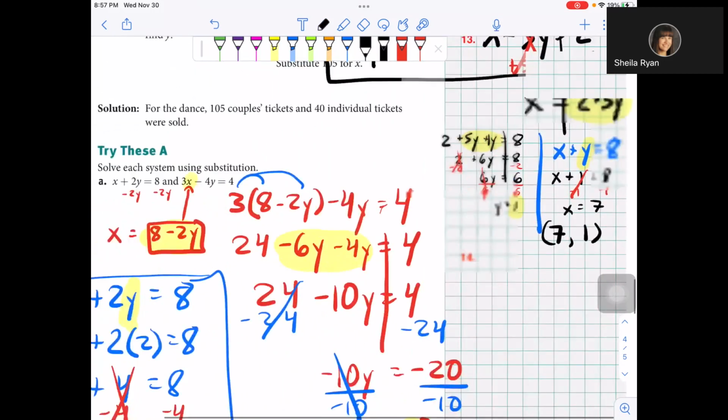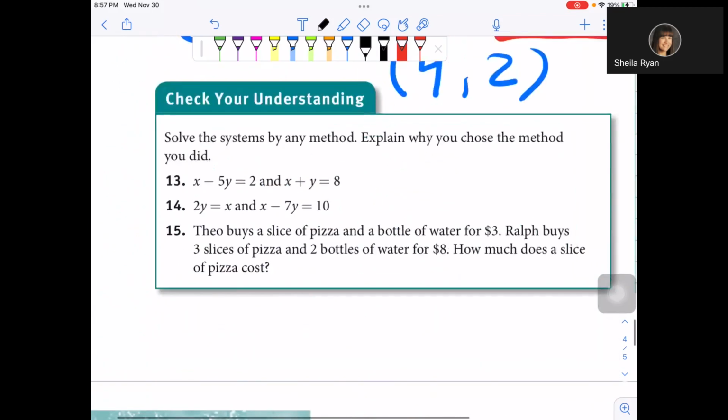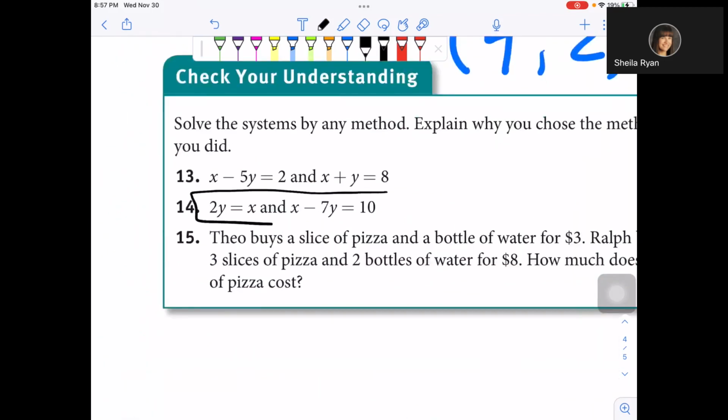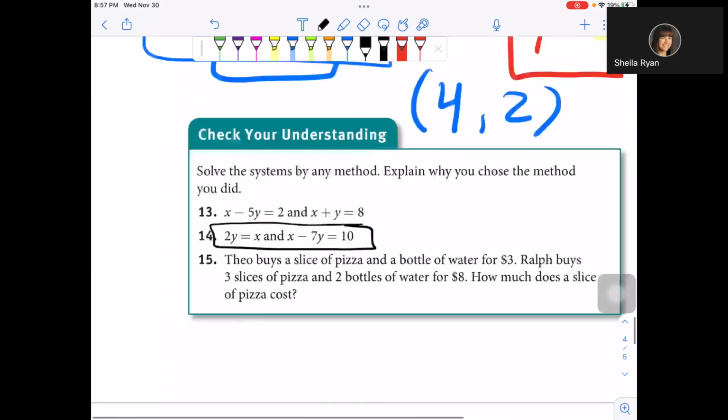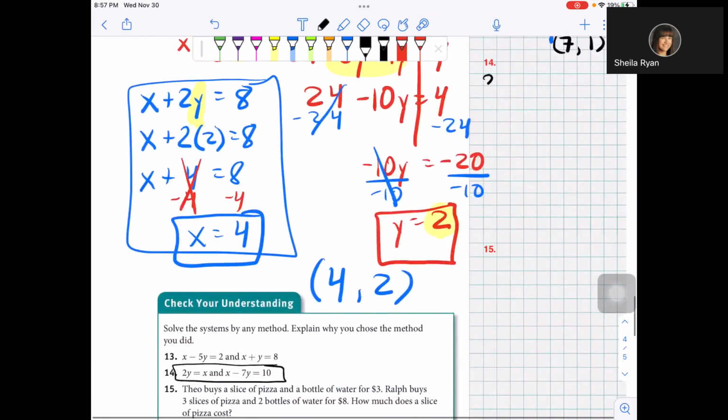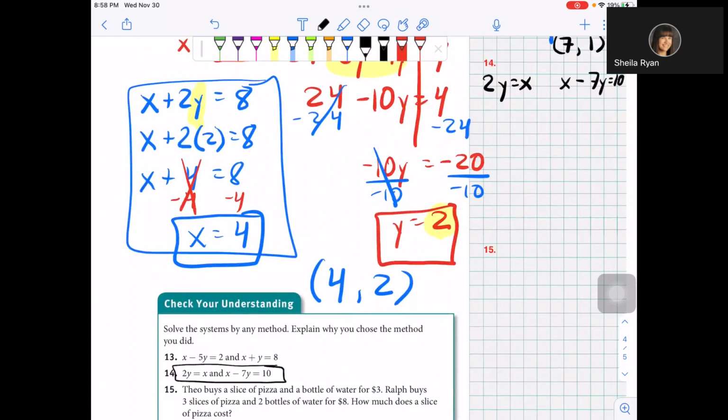Okay, that is number 13. Let's take a look at 14. This actually will be the easiest one we've done so far. So 2y equals x. And then the second equation, x minus 7y equals 10.